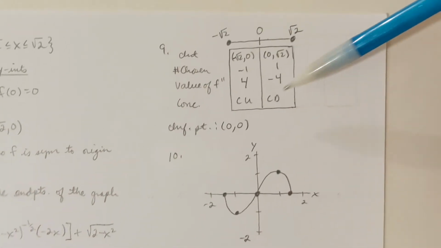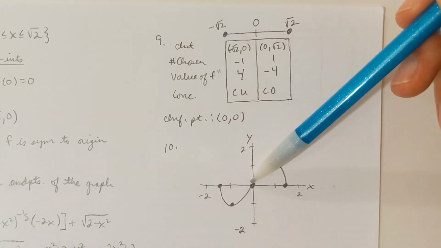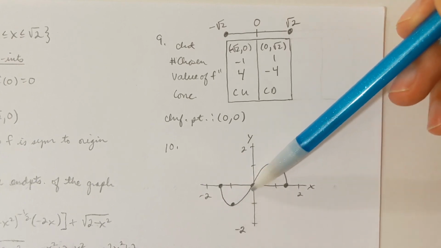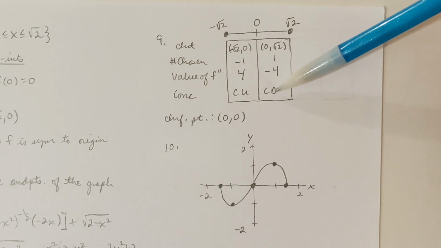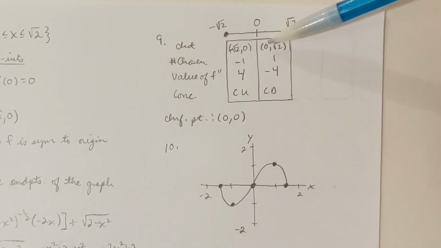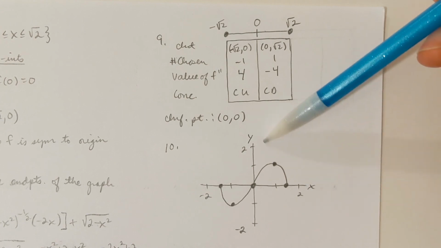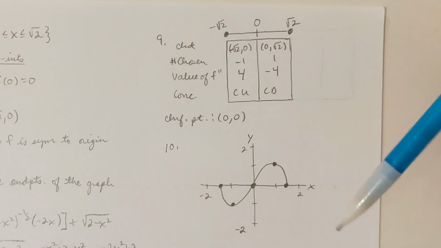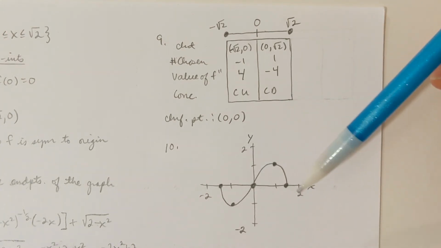We are concave up on the interval negative root 2 to 0. So tangent lines to the curve are all going to be below the graph. Of course, that'll create this local min here. And then we're concave down from 0 to root 2. Okay, and so all the tangent lines are going to be above the curve. And of course, that's going to create a local max right here at this point. Okay, and so here would be a sketch of the graph of f of x then.